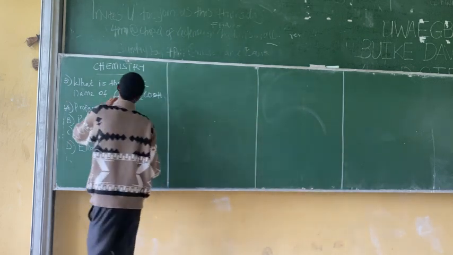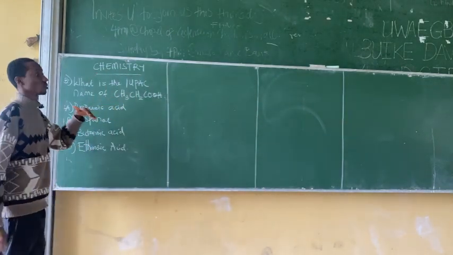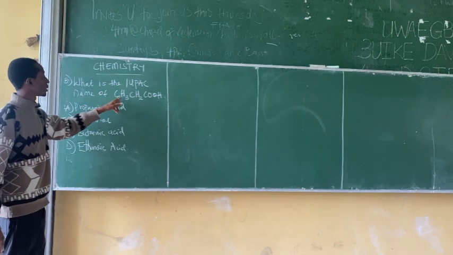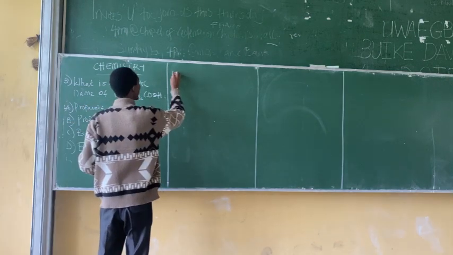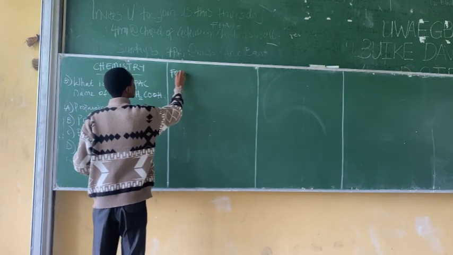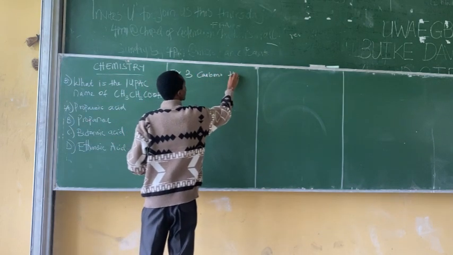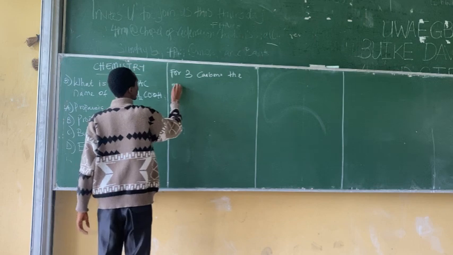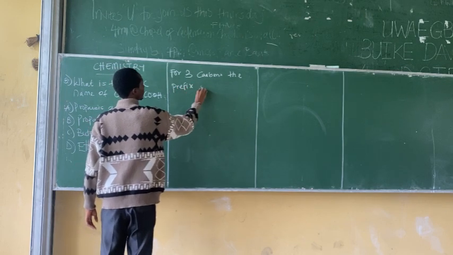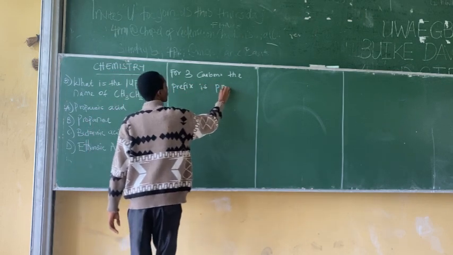For you to be able to name this compound, the first thing you need to do is to count the number of carbons present in this compound. If you count it, you have what? 1, 2, and 3. For 3 carbons, the prefix is prop.